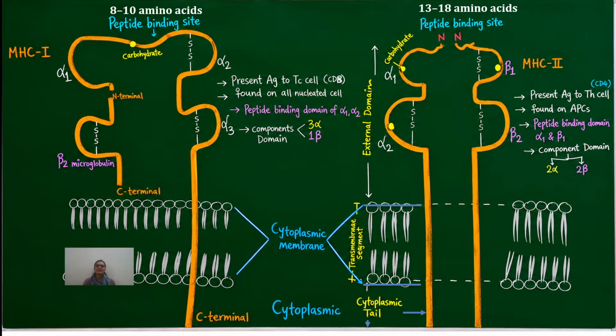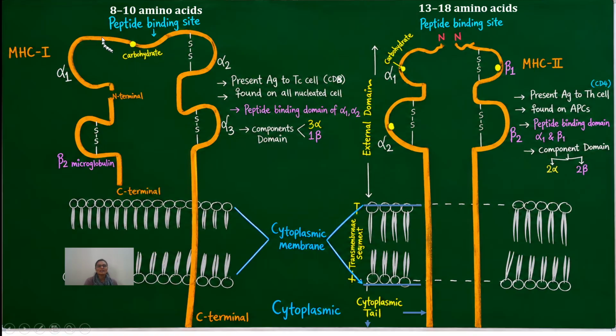So let's discuss how you can draw this figure in the examination. I have prepared it. Here you can see this is the MHC class 1 structure and this is the MHC class 2 structure. This is the peptide binding site and this part is a carbohydrate. We already said that the MHC molecule is made up of glycoprotein, which means the major part is protein and a small part is carbohydrate.